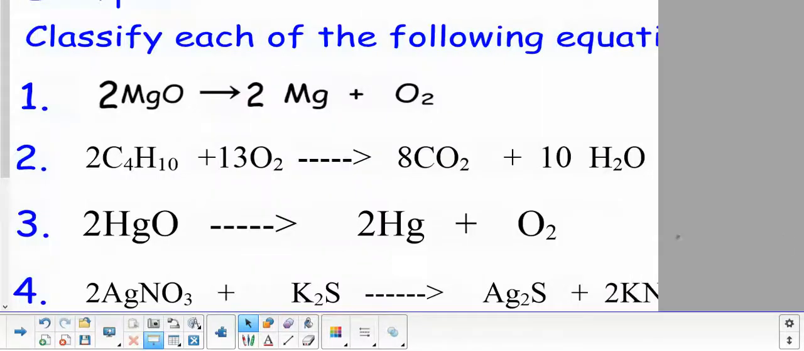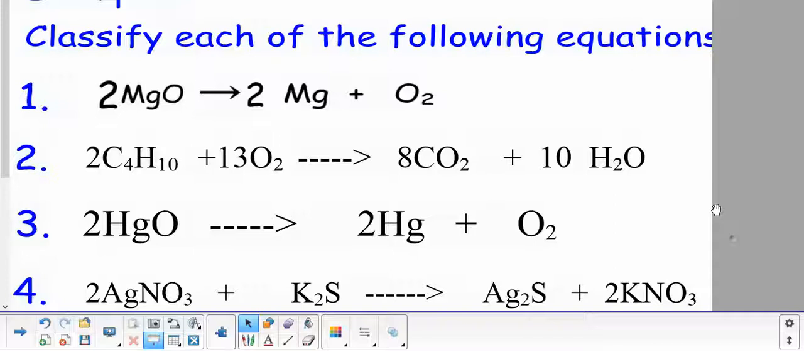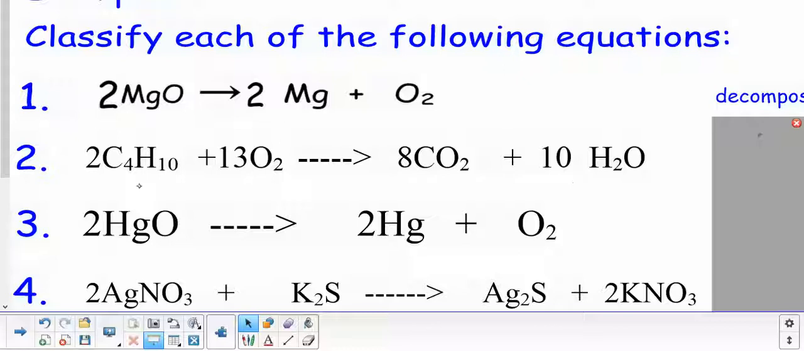Sorry if you saw the answers, but this one has a single compound on the left, and it breaks into pieces, so that would be filed under decomposition. This one has a single element, but not on this side. It has a hydrocarbon plus oxygen. Products are carbon dioxide and water, so that is definitely combustion. Single compound on the left breaking up, so that's decomposing, or decomposition.